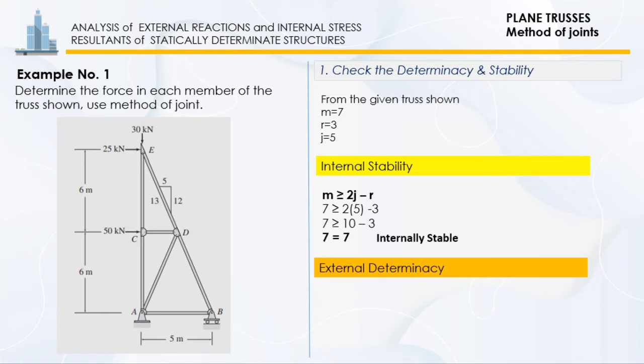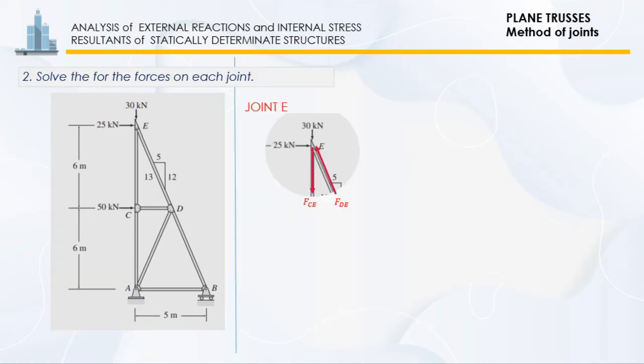Now let's check the external determinacy of the truss. So we have M plus R is greater than or equal to 2J. So M is 7, reaction is 3, is equal to 2 multiplied by J, which is 5. So we have 10 is equal to 10, meaning to say that this truss is statically determinate. So we can proceed to the next step.